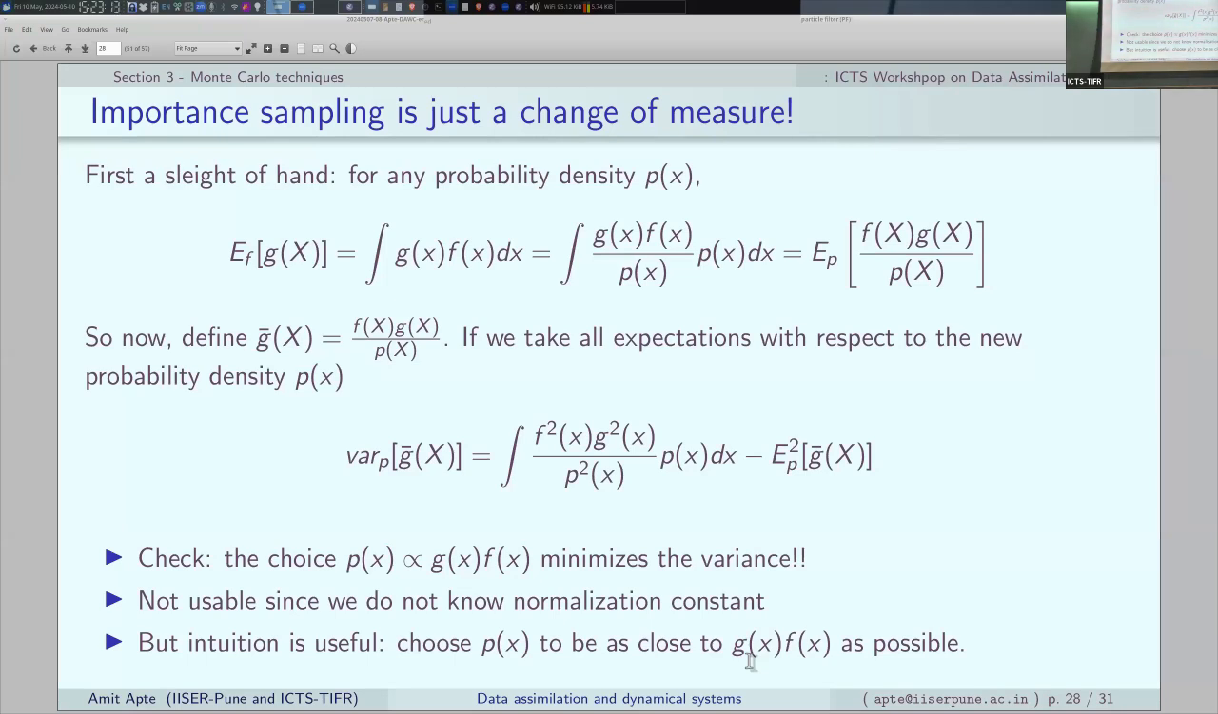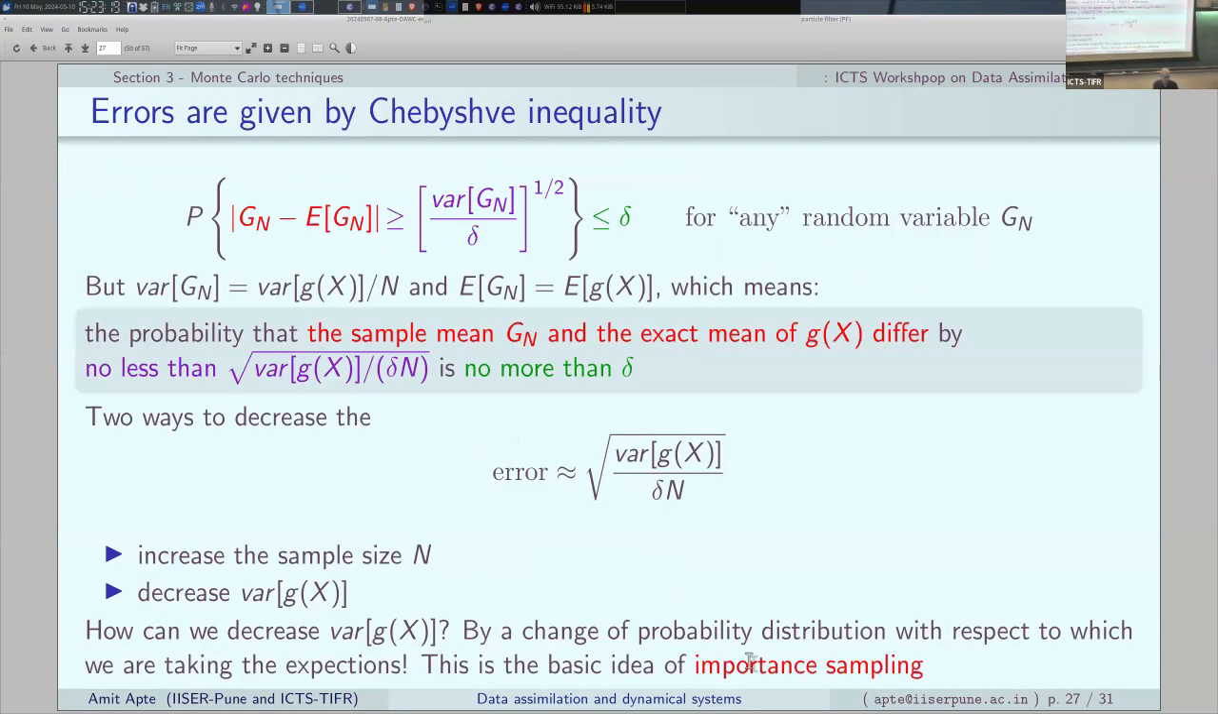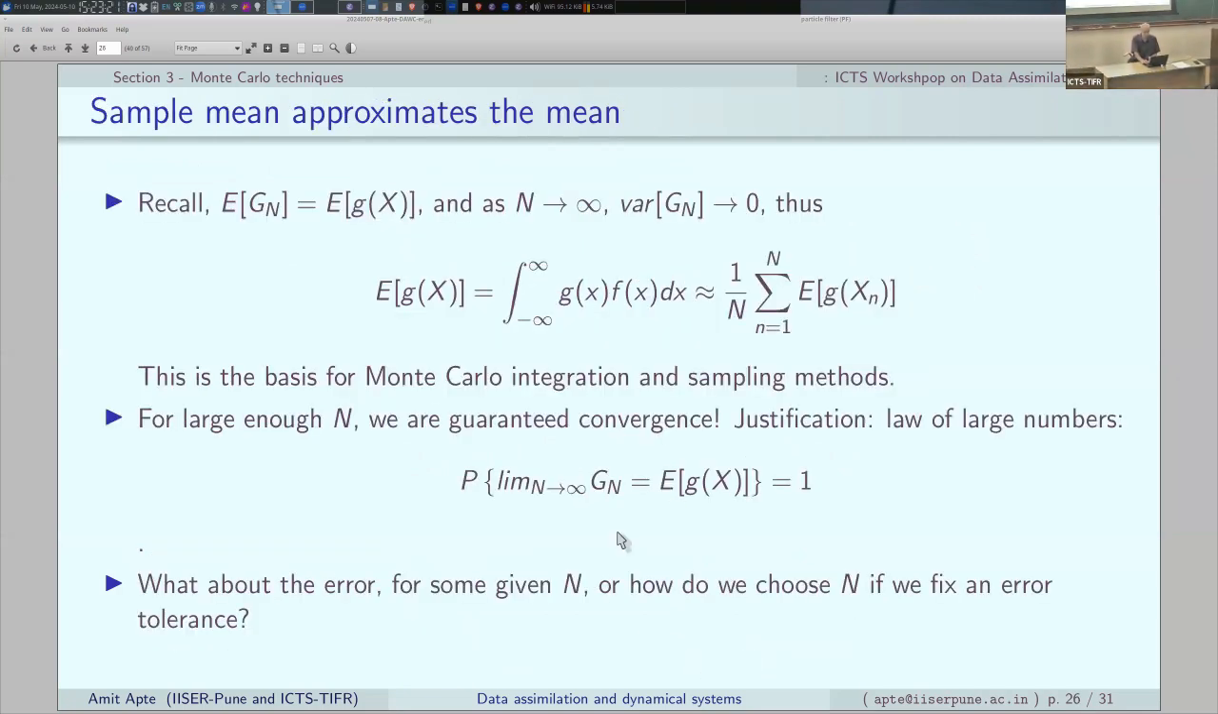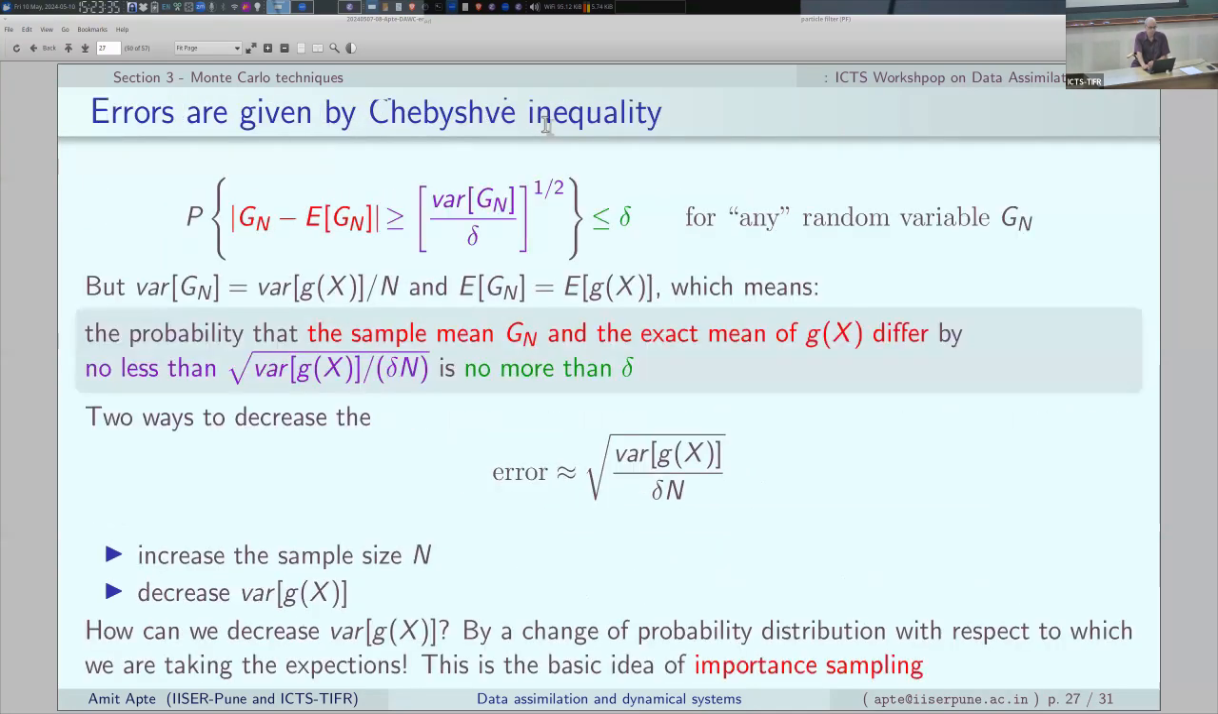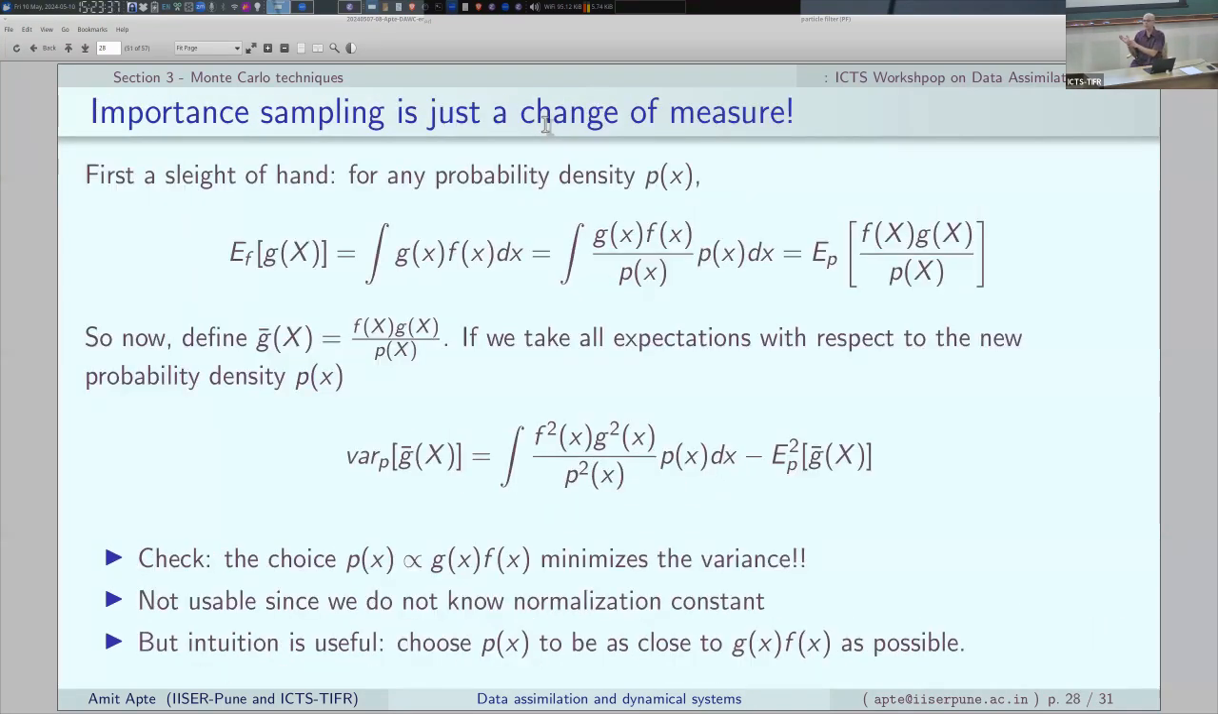So the idea is now, instead of sampling out of f of x, remember in the original problem of sampling, we said x1 through xn are random variables that are independent and identically distributed with density f of x. The problem now gets shifted to: instead of sampling from f of x, sample points out of p of x.